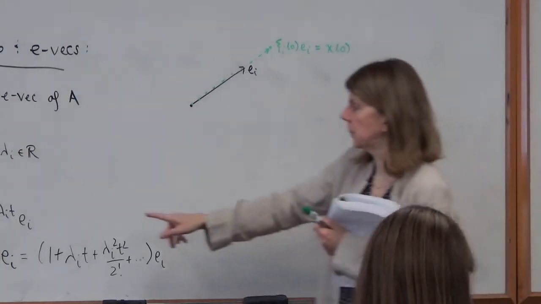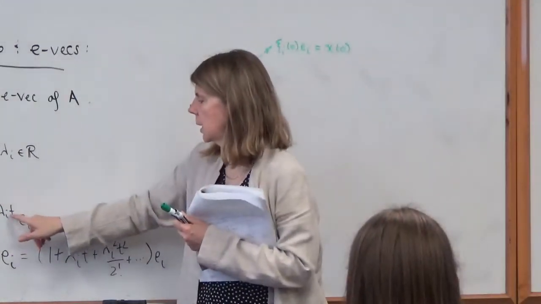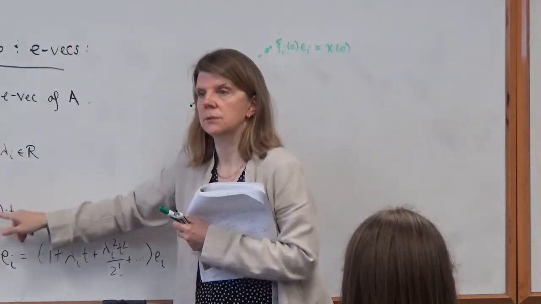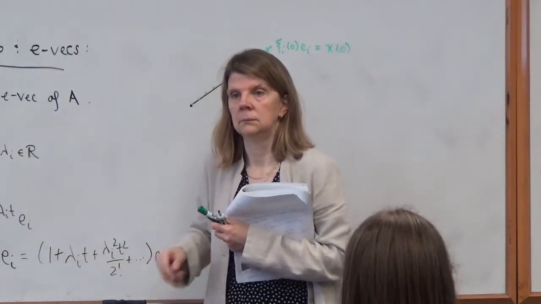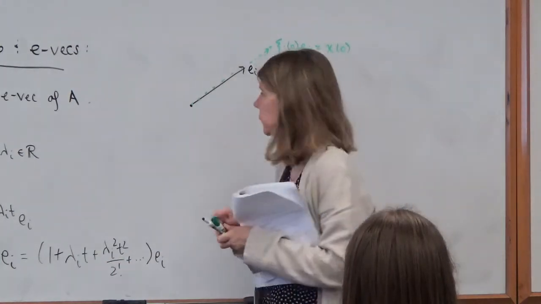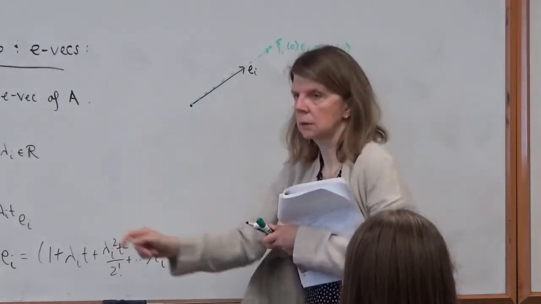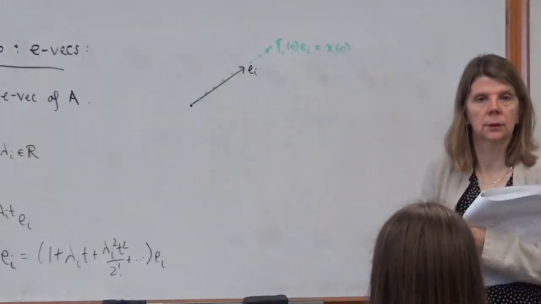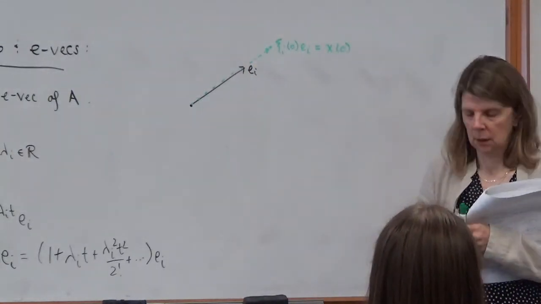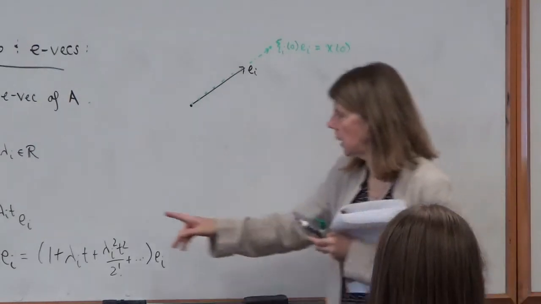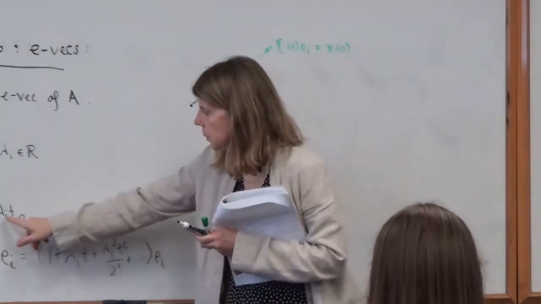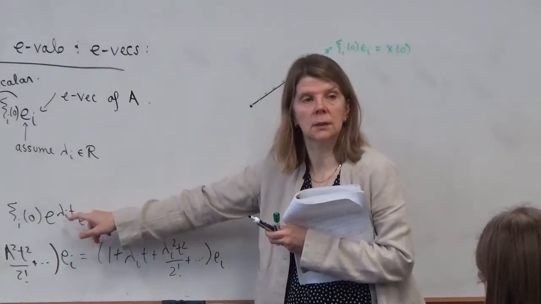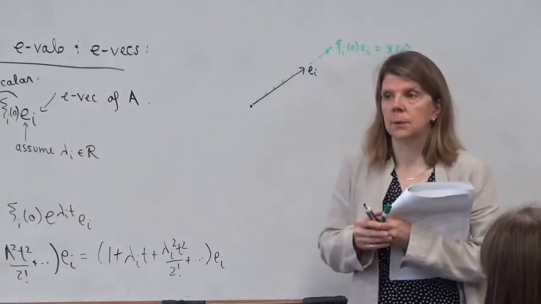Because you're multiplying by some scalar, which if lambda i is positive, then as t gets big, this gets very big. Right? So you'll stay on that eigenvector, but it'll just go off to infinity. What happens if lambda i, so same case, but now assume lambda i is negative. Suppose it's a negative real number. Then what happens to the solution?